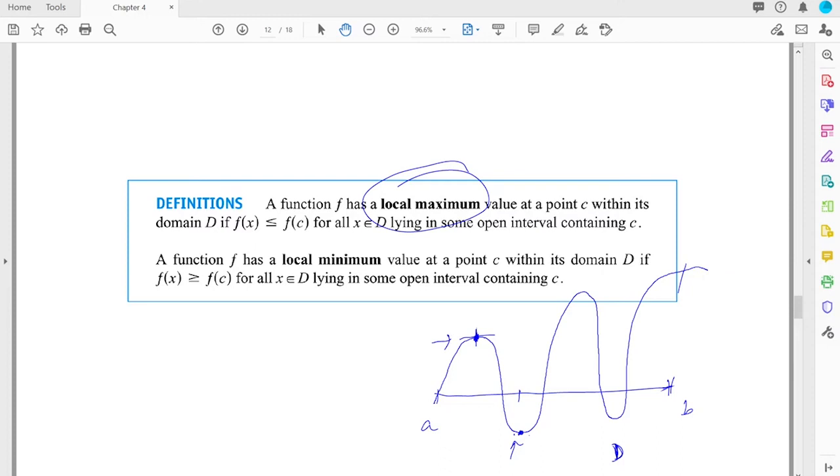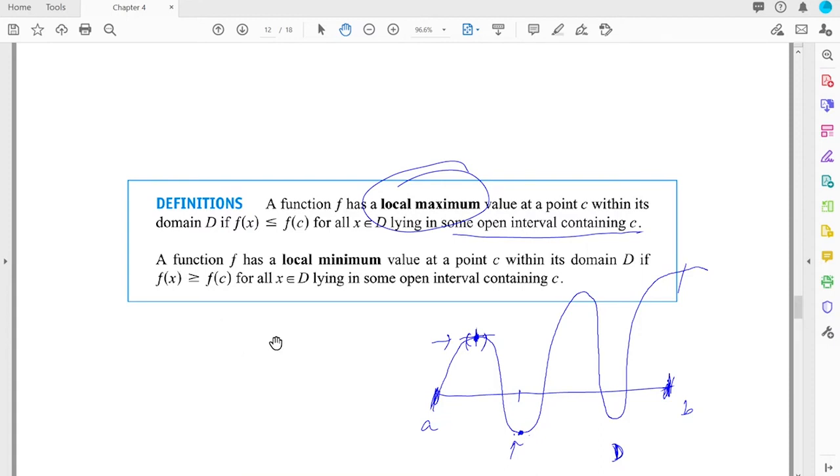Okay, a function f has a local maximum value at c within its domain D if the value of the function at that point c is greater or equal to f of x for all x in D lying in some open interval containing c. So what they are saying is, we are just focusing on some small interval inside this whole big D. Instead of focusing on from a to b, we're just focusing on a small interval nearby that point. So always compare the value of the function just before and after, and if it's greater, that's called local maximum. If it's smaller, that's called local minimum.